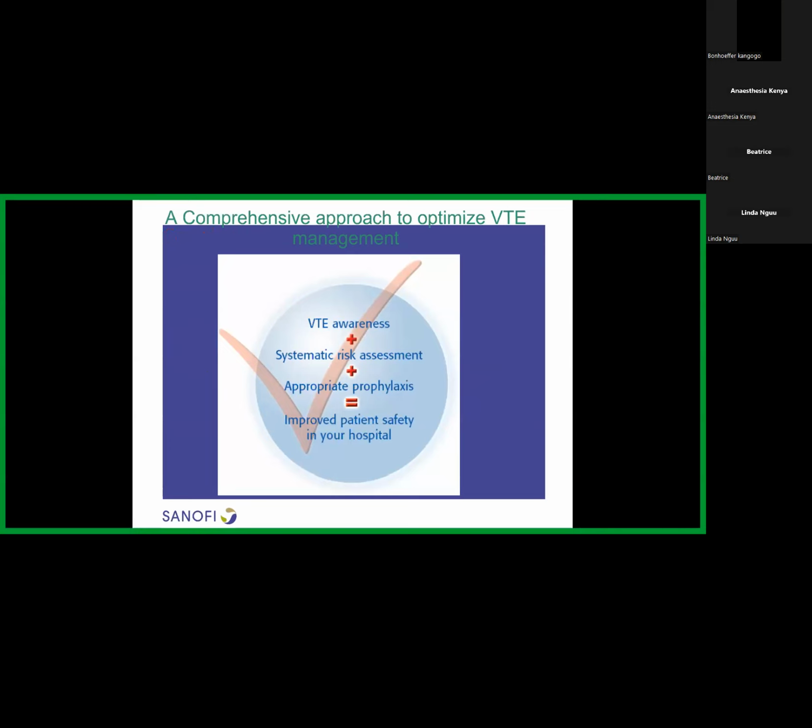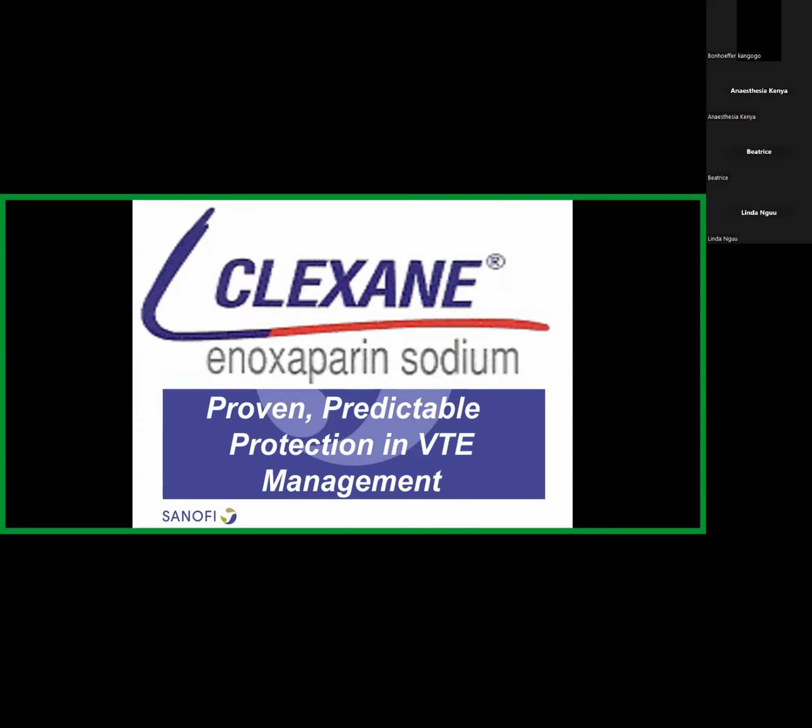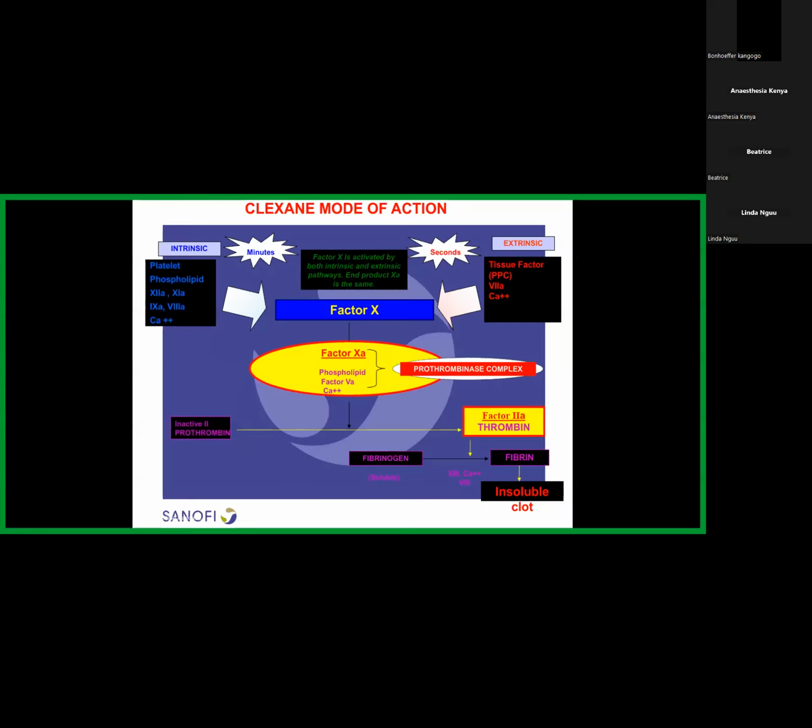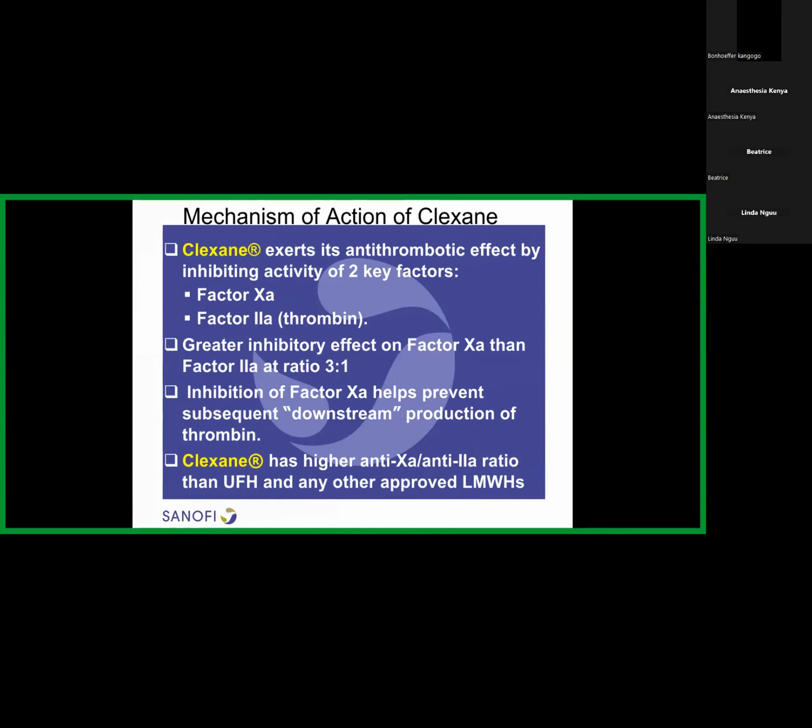And it will help to improve patient safety in your hospitals. With us at Sanofi, we have a drug, a low molecular weight heparin. I know most of us have used it and have seen Clexane in the hospitals. It is enoxaparin sodium, which has been proven to be predictable in the prevention of VTE and even in treatment. Clexane works as a factor 10A inhibitor and a factor 2 inhibitor at a ratio of 3:1, thereby preventing the formation of clots. It doesn't do lysis, but rather it prevents the formation of these clots.